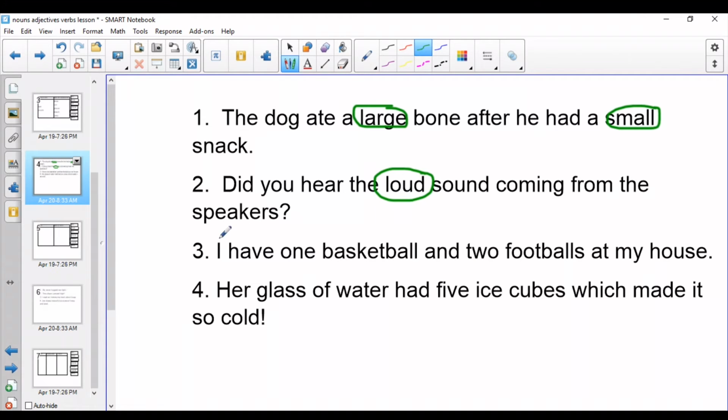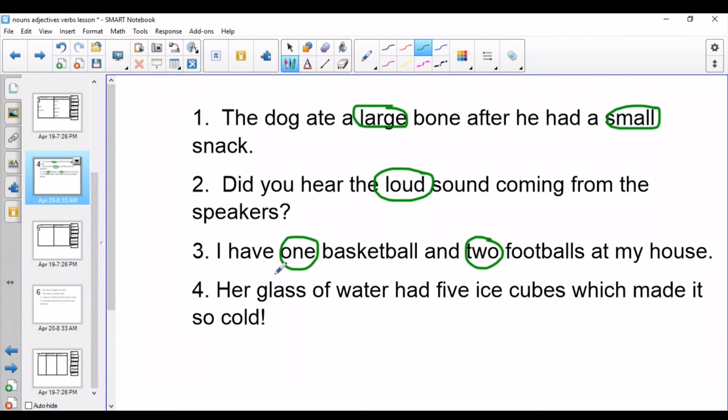The third sentence says, I have 1 basketball and 2 footballs at my house. Which words are adjectives? The adjectives in this sentence are the words 1 and 2. Both of these words answer the question, how many? So they're telling you that there's 1 basketball, 2 footballs. Those are both describing words.